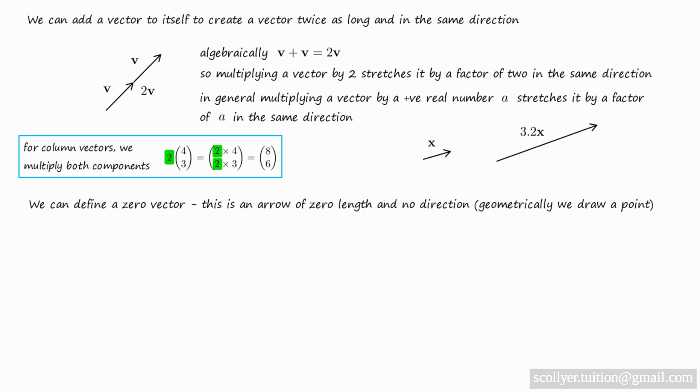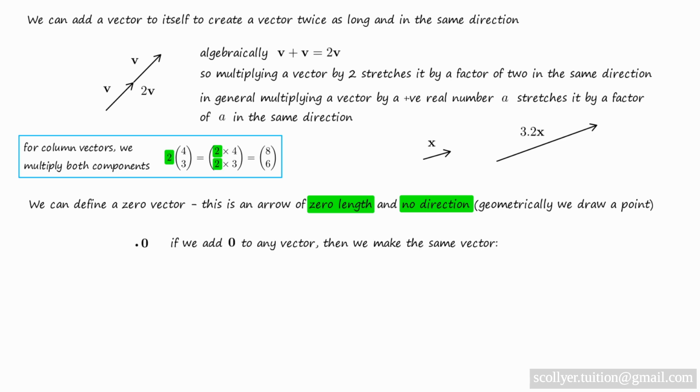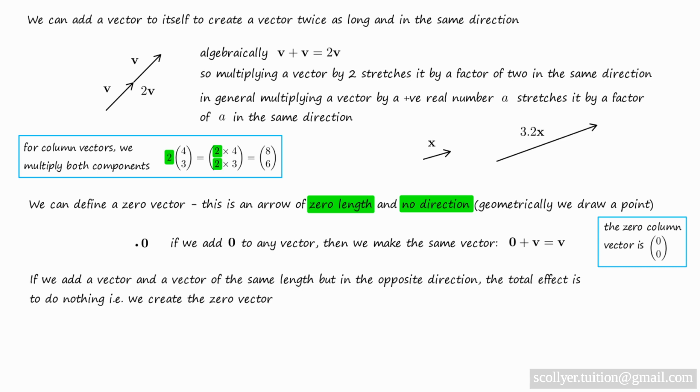A zero vector is an arrow of 0 length and with no direction, and to draw such a vector we draw a point, and we call it 0. The property of the zero vector is that if we add it to any vector, then we make the same vector. So 0 plus v equals v for any vector v, and we write the 0 column vector as 0, 0. If we add a vector and a vector of the same length but in the opposite direction, we create the 0 vector.